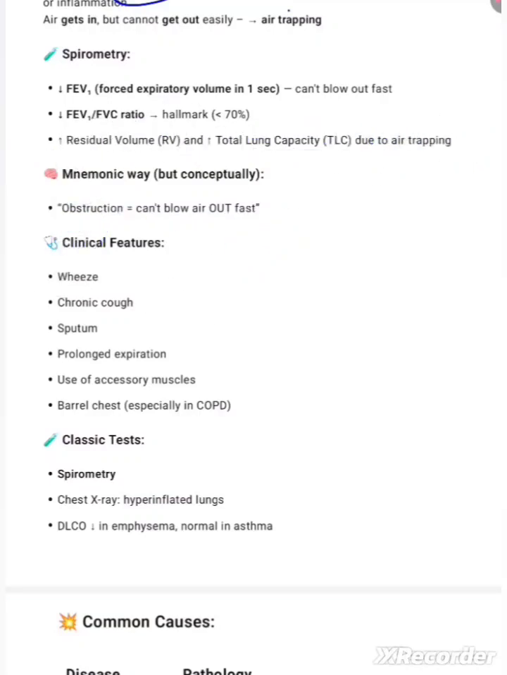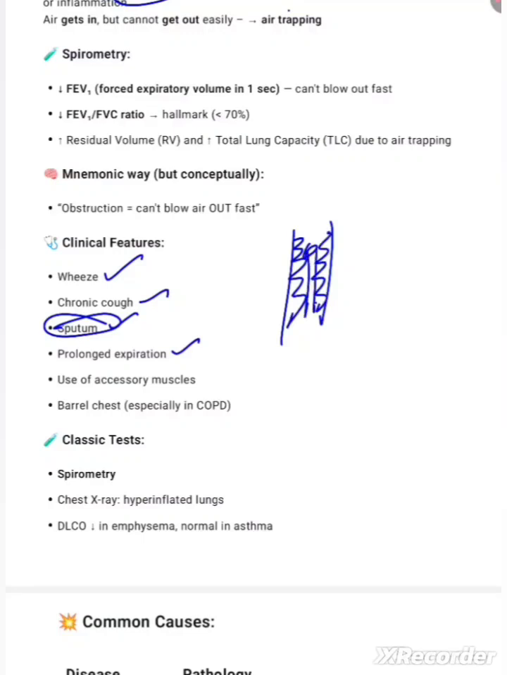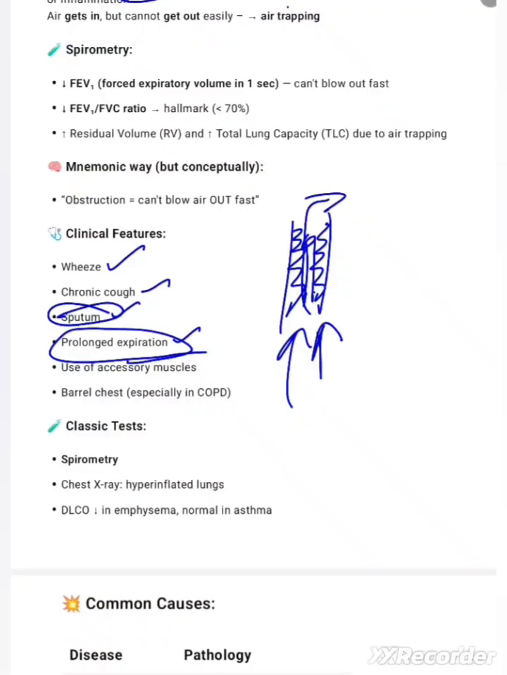Now let's look at the clinical features, which are chronic cough, sputum, and prolonged expiration. Why sputum? Because maybe there is excessive mucus production, so the airway fills with mucus, so the airway's actual diameter becomes less. Why prolonged expiration? Because the air cannot go out easily, so the body wants to expire this air, so prolonged expiration. Use of accessory muscles to expire this air, and barrel chest.